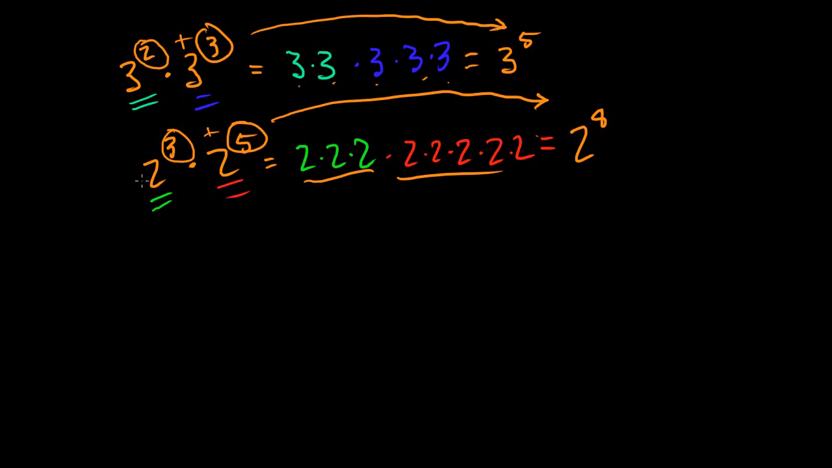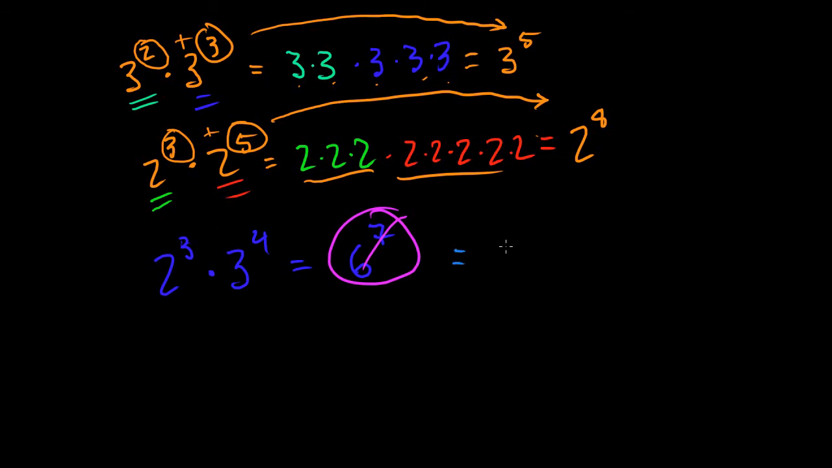This is only true when we have two numbers with the same base. It doesn't follow that if I had 2 to the third times 3 to the fourth, that I would have 6 to the seventh, although that might be a common wrong answer. Let's think about why that's not true.